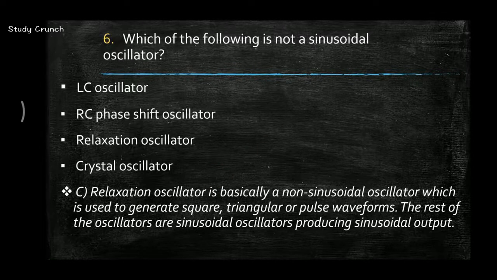Next question. Which of the following is not, say it is not a sine oscillator? So the answer is C, that is relaxation oscillator. Basically, it is a non-sine oscillator which is used to generate square, triangular or pulse waveforms, and all of the other are the sine output waveform generators.